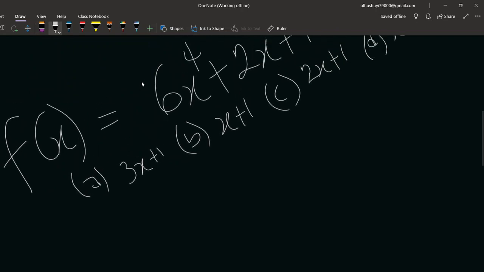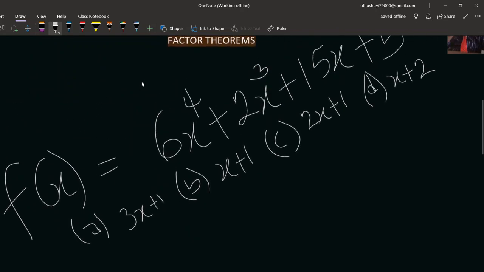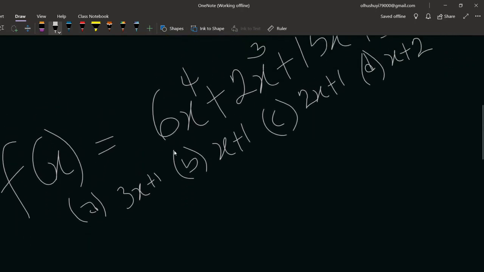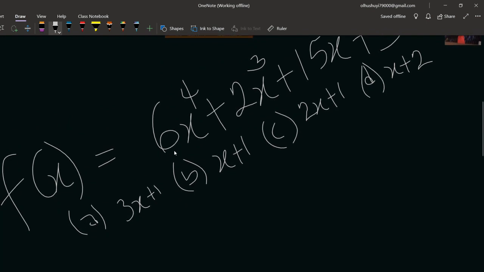So let's treat this one first. You have a function f of x, and you are going to determine which of these is a factor of it. What do you do? Just pick each of these and go by trial method. All you have to do is equate each of these options to zero, then check by making them a function of this.